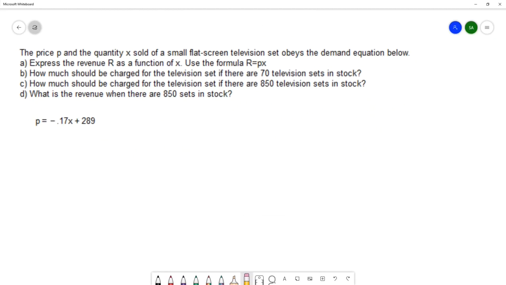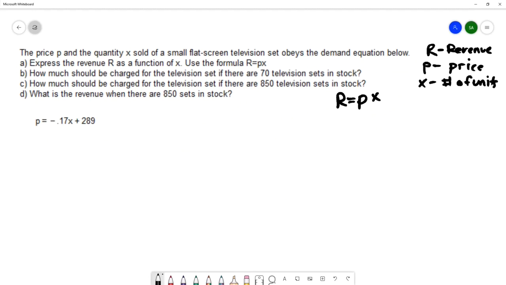So first I want to stop for a second and take a look at this formula that we're going to be using, R equals PX. Let's make sure we understand what these variables represent. R stands for revenue, P is a price, and X stands for number of units.